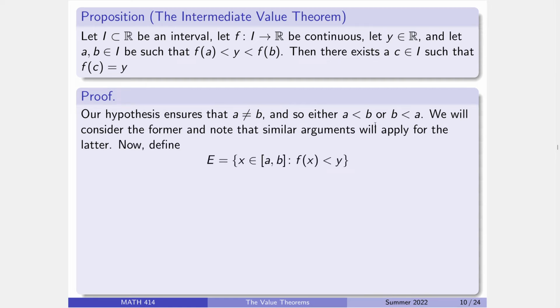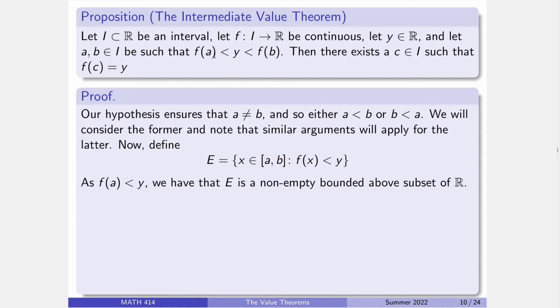Now we define the set E as follows. E is the set of things that live in A to B so that f of x is less than y. By hypothesis, A must be in our set, so E is a non-empty bounded above subset of the real line. So it's got a supremum.